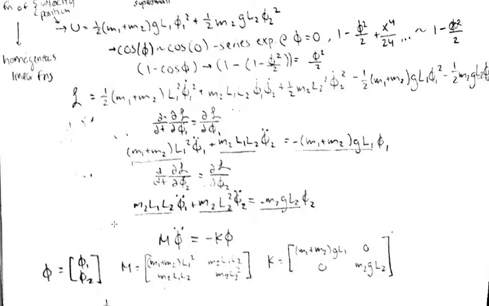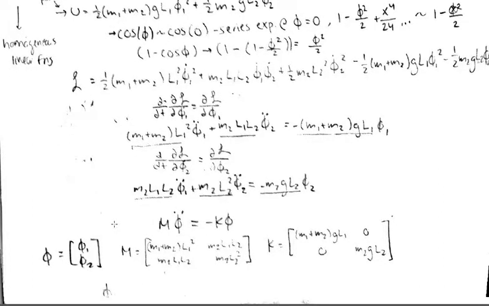And so when you're putting into the matrix form of M phi double dot equals minus K phi, you get M is this term of (m1 plus m2) times L1 squared, and then m2 L1 L2, and then m2 L1 L2 and m2 L2 squared. And then for K you get (m1 plus m2) gL1, 0, 0, m2 gL2.